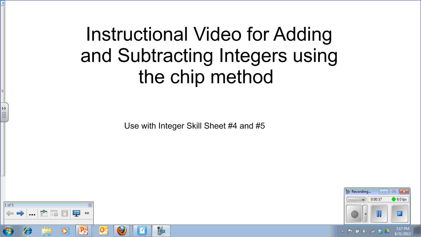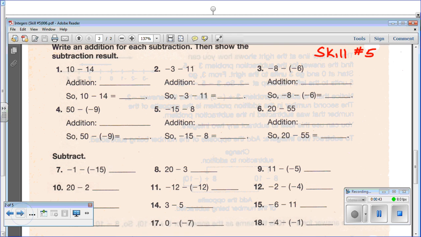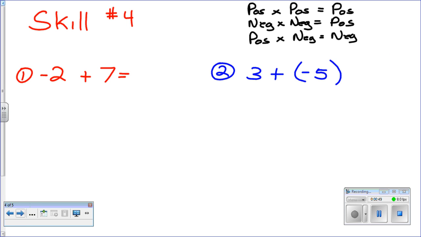So we'll be using this with skill sheet number 4, and there's an example of the problems you'll be doing, and also skill sheet number 5. And I'm going to do a couple problems on each one, so I'm going to start with skill sheet number 4. And you'll notice that up at the top right-hand corner there, I have the rules for multiplication of positive and negative integers. And I think that's really important when we use the CHIP method, because we're going to actually be using the rules for multiplication to try to simplify some of these math problems.